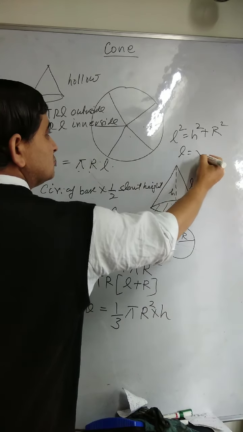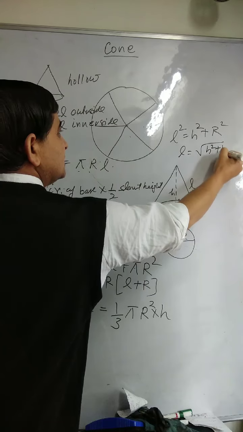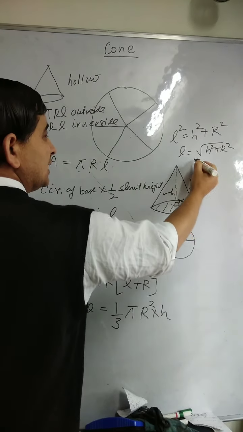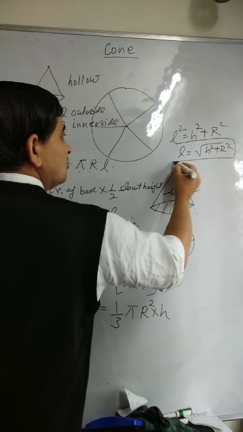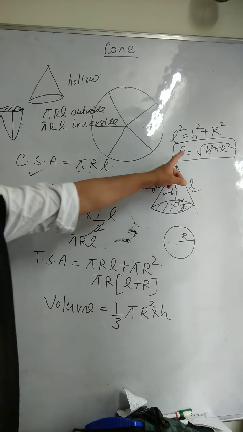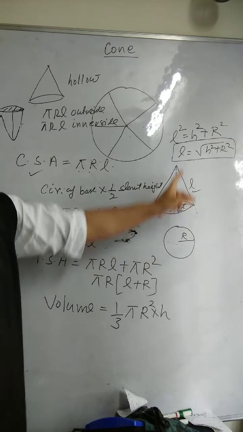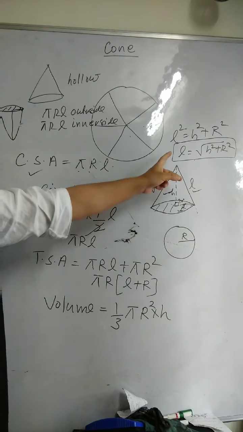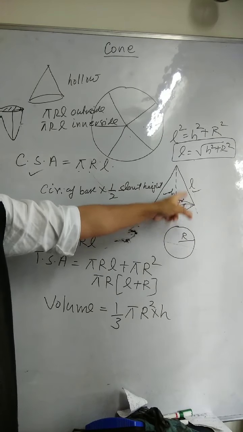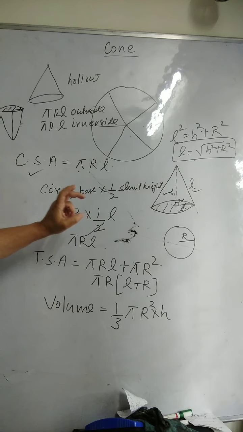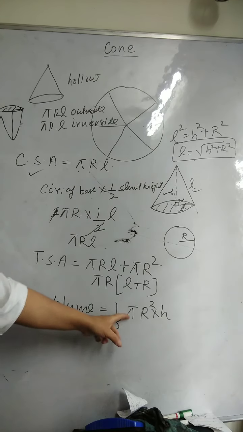So L will be equals to under root h square plus r square. So whenever height and radius is given, L you can calculate with the help of this formula. Right? So slant height is equals to square root of h square plus r square. Got it? So with the help of this formula you can find slant height. Once you know slant height, you can calculate curved surface area. Got it? And volume is 1 upon 3 pi r square h.